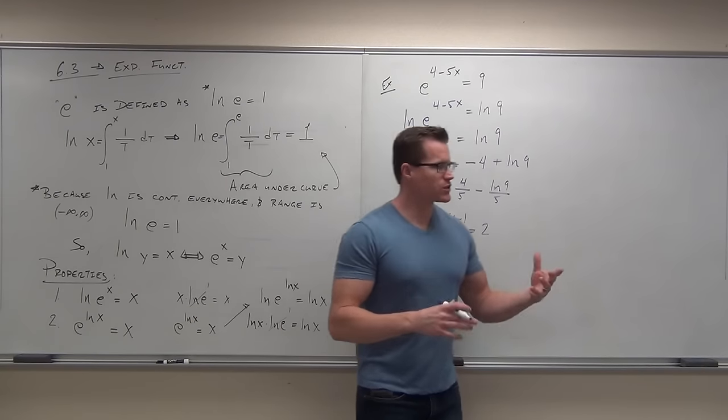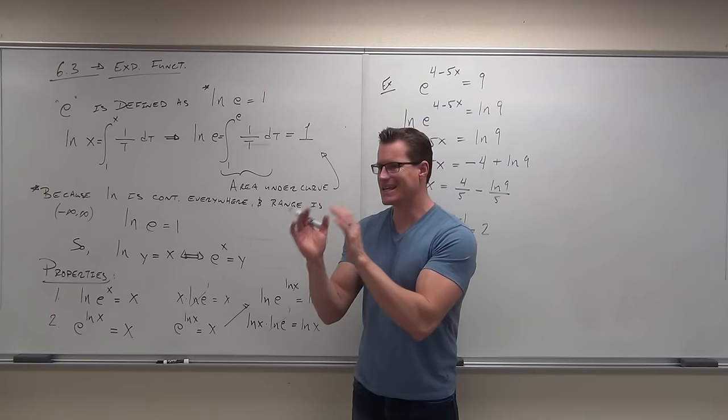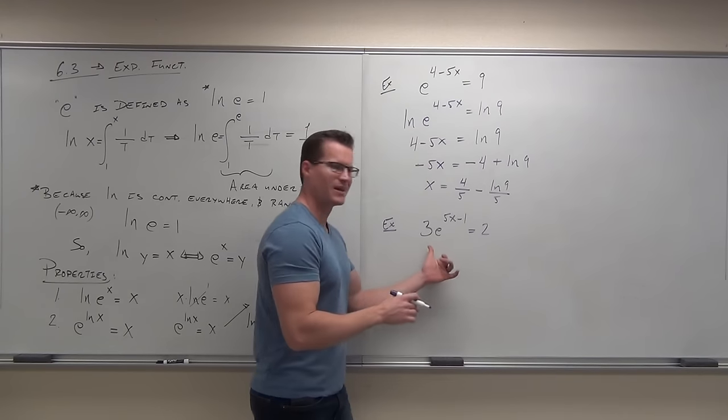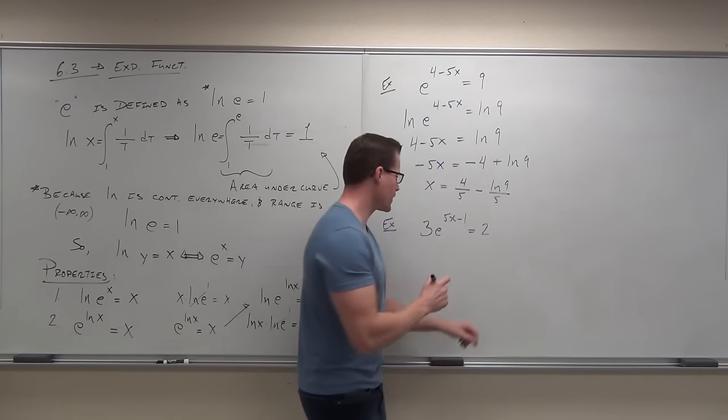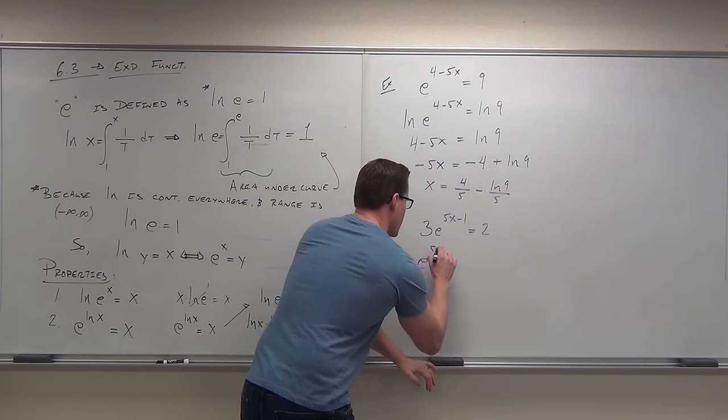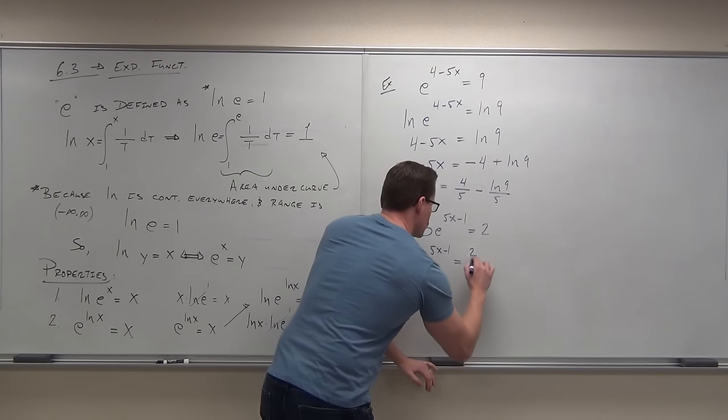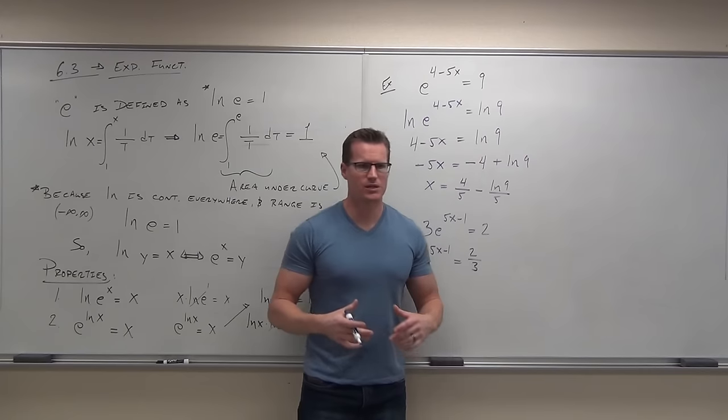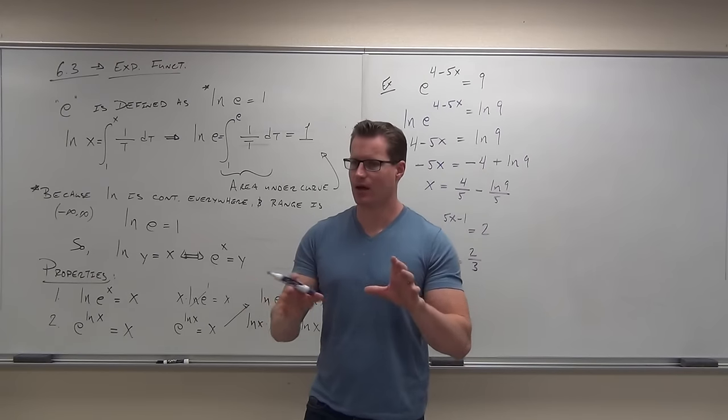In order for us to do ln on both sides, we have to have the e isolated, okay? So this 2, not so good. We're going to get rid of that. We're going to have e to the 5x minus 1 equals 2/3. Well, that's a little bit better because now we can actually take an ln on both sides.